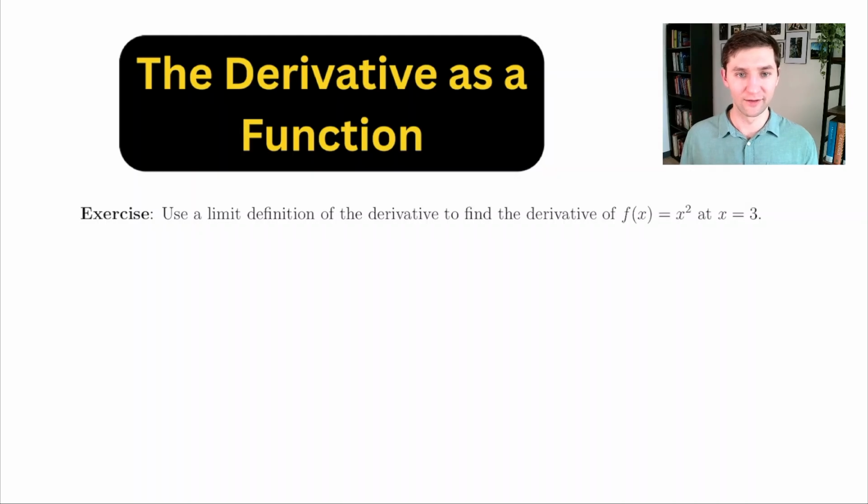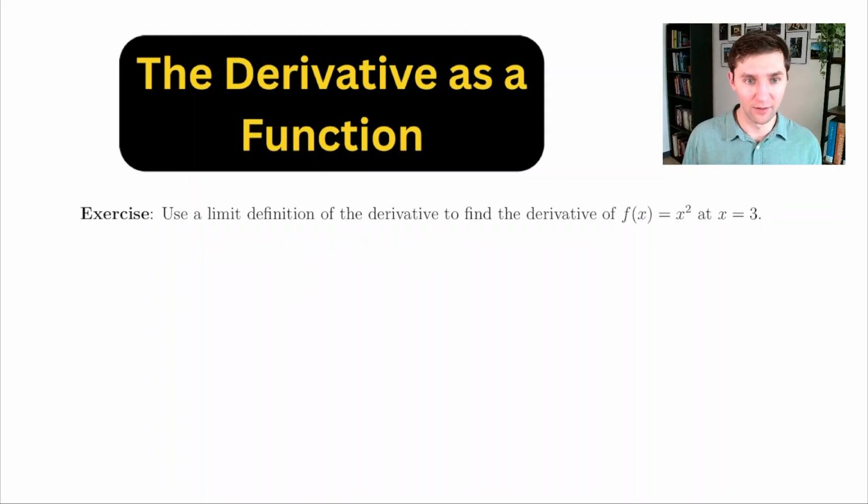Hi everyone. Today we'll understand the derivative as a function. Let's first use a limit definition of the derivative to find the derivative of x squared at x equal to 3. And if you don't know what the limit definition of the derivative is, I will add a link in the video description to a video explaining the limit definition of the derivative at a point.